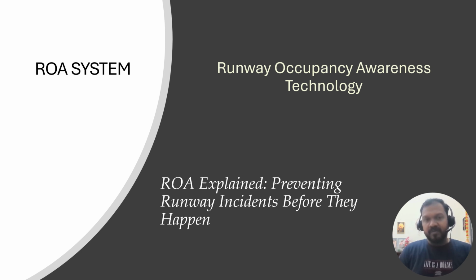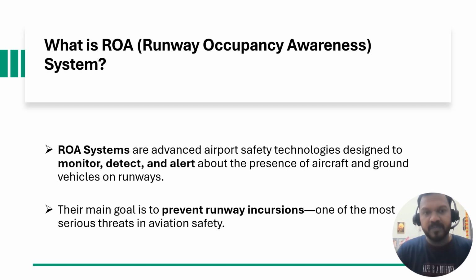So this is the topic we are going to learn about today. Okay, the first slide is about what ROA is. In general, the ROA system is used to monitor, detect and alert on the presence of incidents, aircraft and ground vehicles on the runways. Majorly, this system keeps the runway safe and secure. The main goal is to prevent runway incidents when the runway is active.